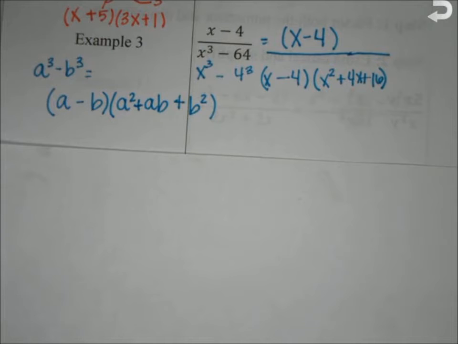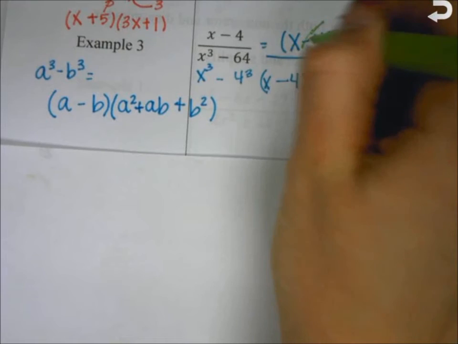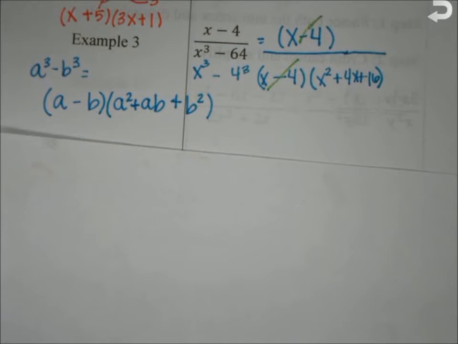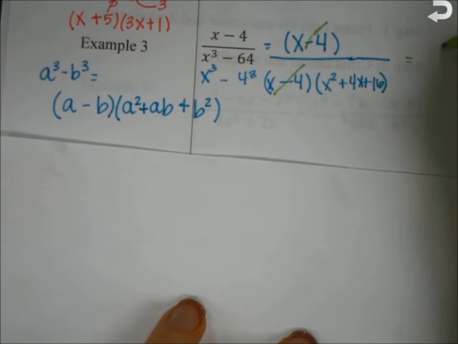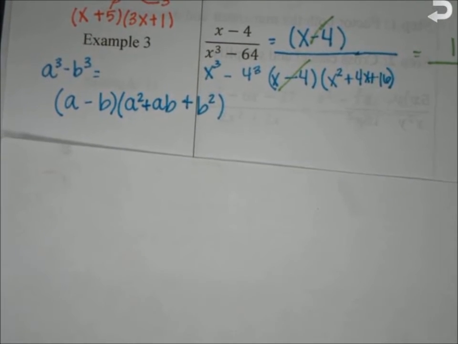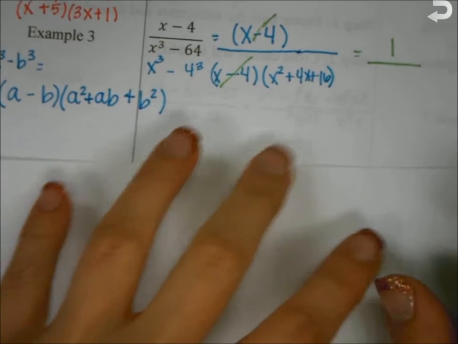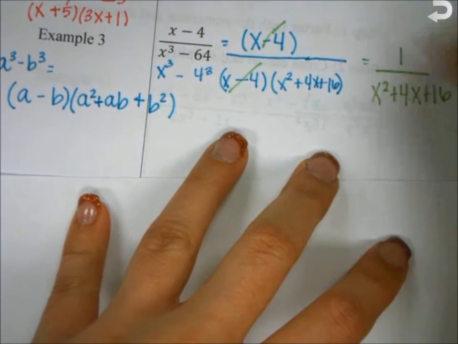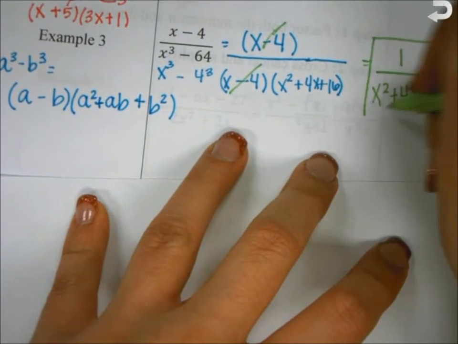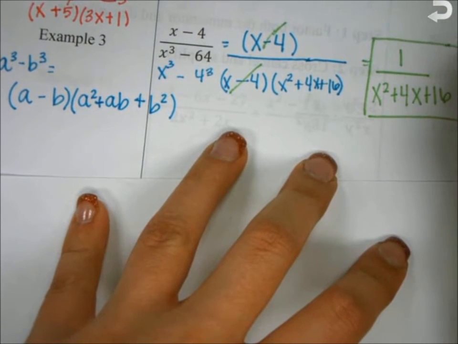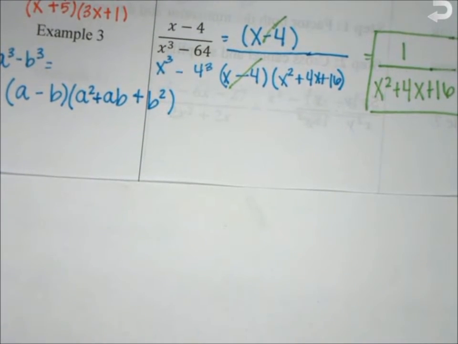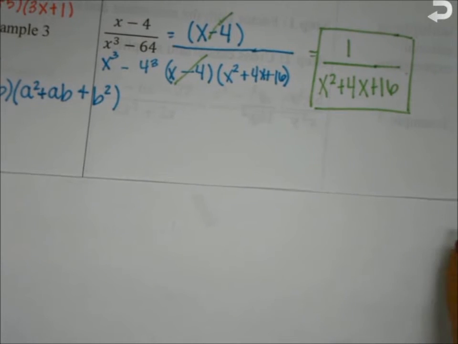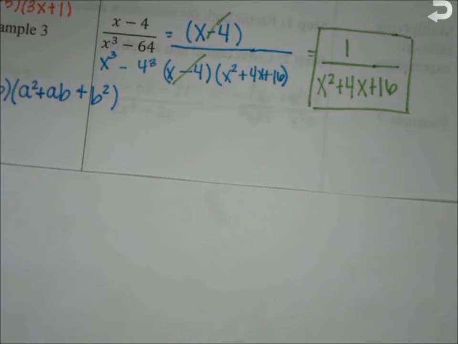Okay, x minus 4 all cancel. So if x minus 4 cancels, what's left in the numerator? 1. All over. What's left in the denominator? X squared plus 4x plus 16. And that's my answer. So we're really just using all of our different factoring methods to factor these things and then get some stuff to cancel out so that we can reduce. Okay?